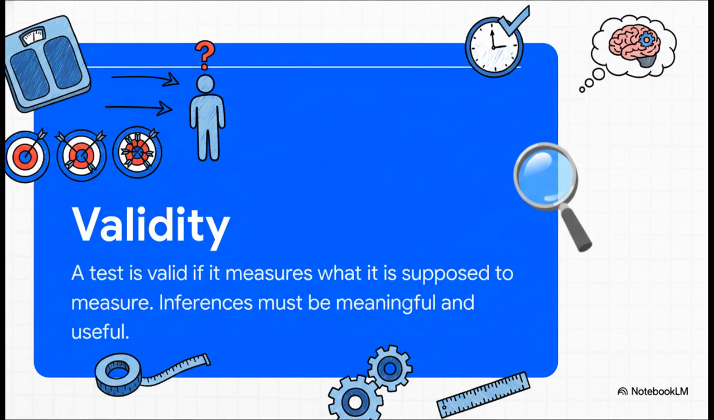Validity, on the other hand, is all about accuracy. That same scale might be reliable. It might say 70 kilograms every single day. But if you actually weigh 80 kilograms, it's not valid. It's consistent, but it's wrong. So here's the key takeaway. A test can be reliable without being valid, but it can never, ever be valid unless it's reliable first.